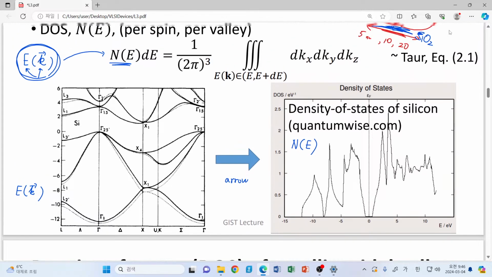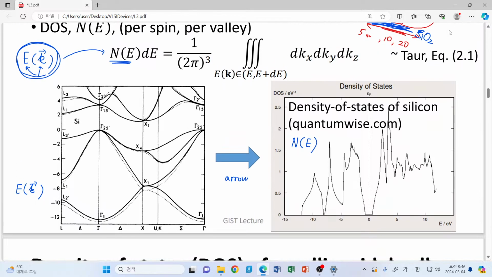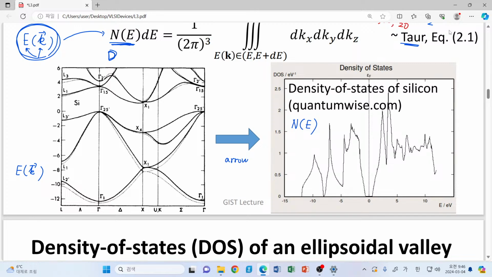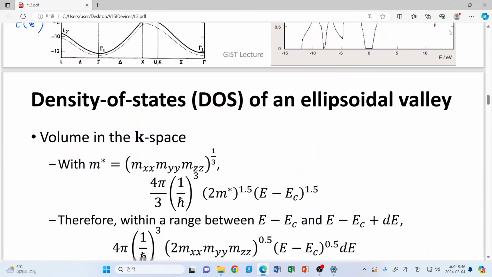And another short note is, although Professor Tower used the notation like capital N for denoting the density of state, I wanted to say that the more frequently used notation for this density of state is D. But in this lecture, I wanted to strictly follow or closely follow his notation. That's the reason why I'm using number N or symbol N, but yes, D is the more preferred one.